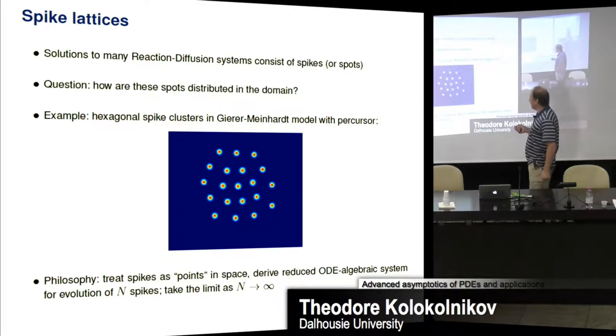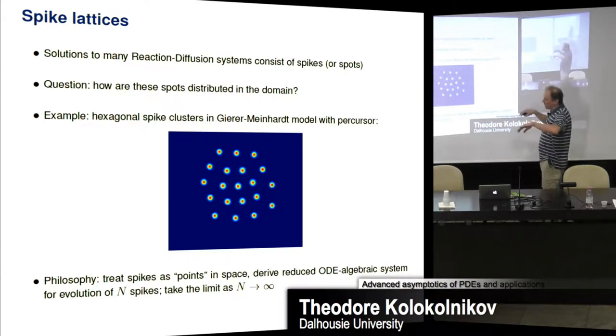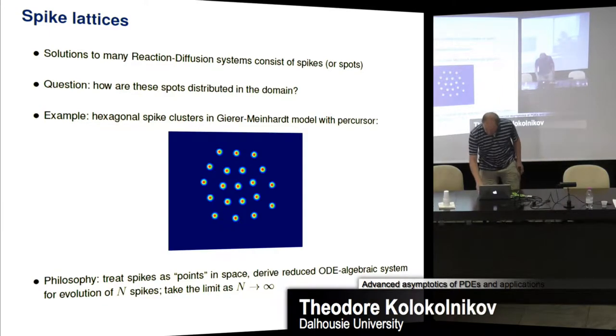I'll show you the system in a minute, but basically this is on all of R2. And there is this cluster that forms because there's a precursor, some inhomogeneity in the system. If you don't have any inhomogeneity in all of R2, all the spikes would drift away from each other and there wouldn't be any steady state. But due to this precursor, it confines them to this region and they form these kind of hexagonal clusters. So this is mainly what I'll be talking about today.